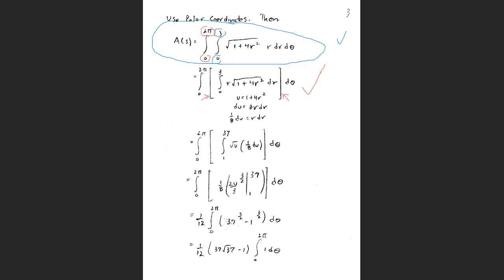Okay, so really now, calculus 2 problem, I'm going to do a substitution. Let u equal 1 plus 4r squared. The limits change. You're going to have u limits now of 1 and 37. That's because 37 is 1 plus 4 times 3 squared, and 1 is equal to 1 plus 4 times 0 squared, right?